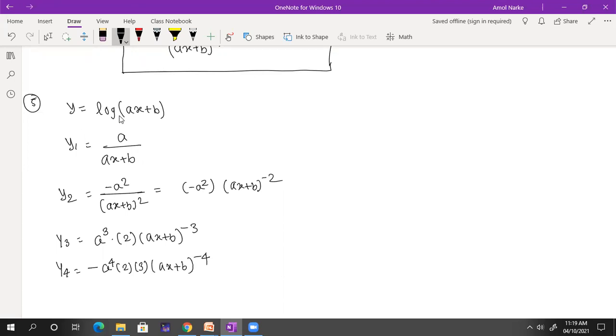What is y5? A raised to 5 into 2 into 3 into 4, very good, into ax plus b whole raised to minus 5. Now, what is yn? Think on that. What is yn?